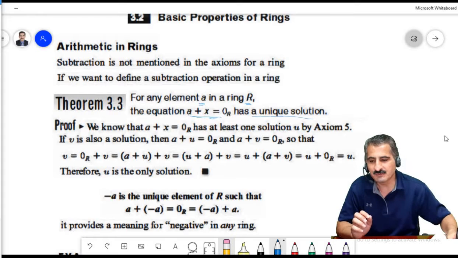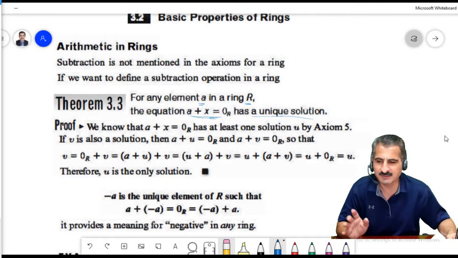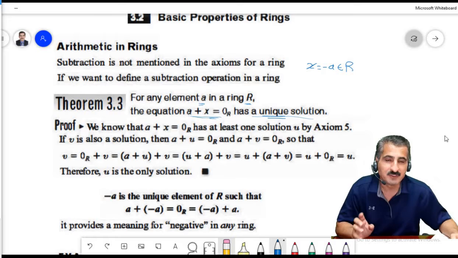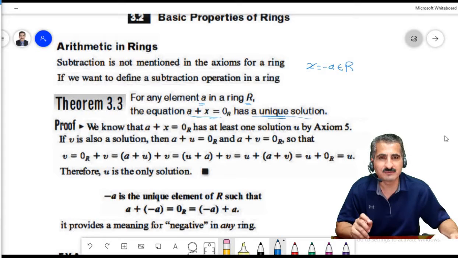So this theorem says this equation has a solution. We know that already because we know that a solution is x equals negative a, and that already belongs to R. But what this theorem adds is the uniqueness of that element. So this theorem will say that if you are given an element in a ring, then the additive inverse of that element in the ring is unique.